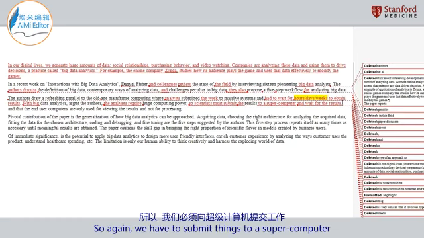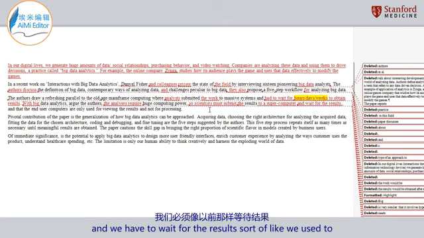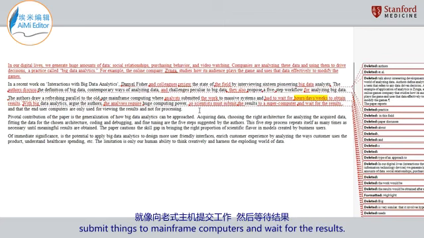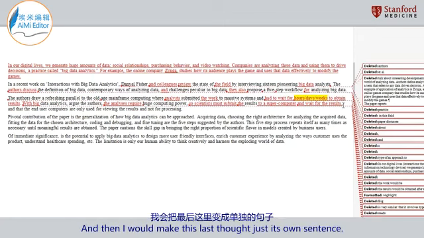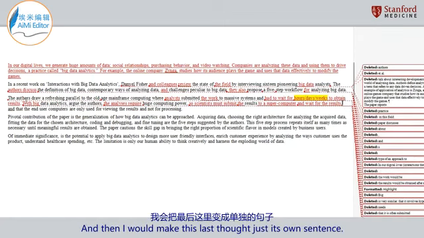So again, we have to submit things to a supercomputer, and we have to wait for the results, sort of like we used to submit things to mainframe computers and wait for the results. And then I would make this last thought just its own sentence.